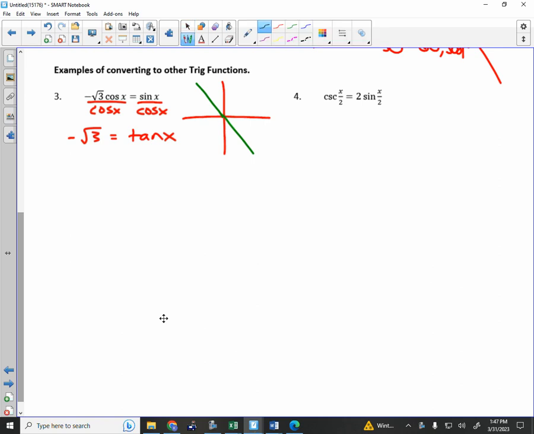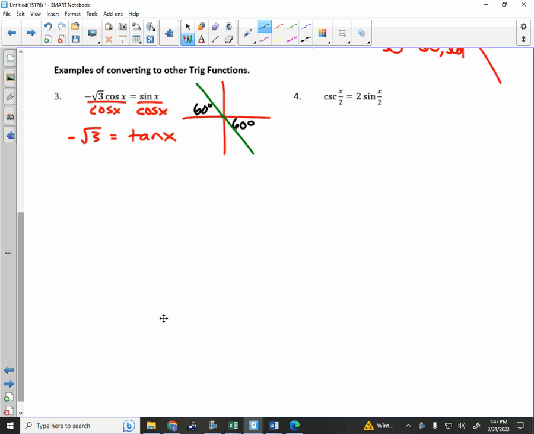Inverse the root of 3 for tangent, and you again get what? Mom! I get the whimper laugh.